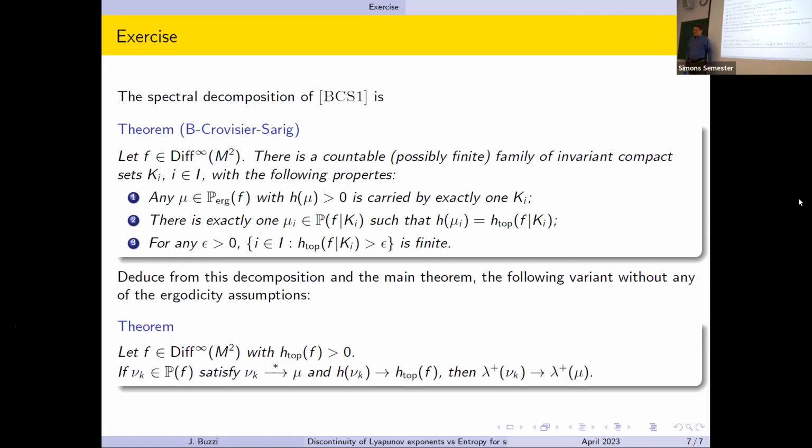I don't know how long. Yes. You have to give an explicit bound of the break. 10 minutes.